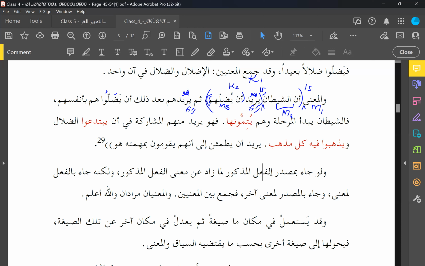So أن يظل, what kind of a structure? We just talked about this. That's the masdar structure. So that's just one bucket right there. Can this bucket not be the fa'il? So you ask yourself, what makes sense? أن يظل, that they misguide.